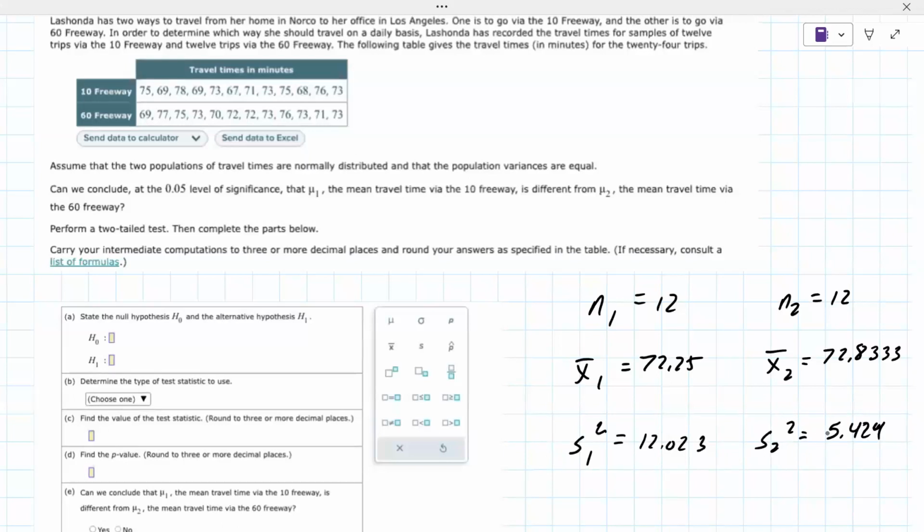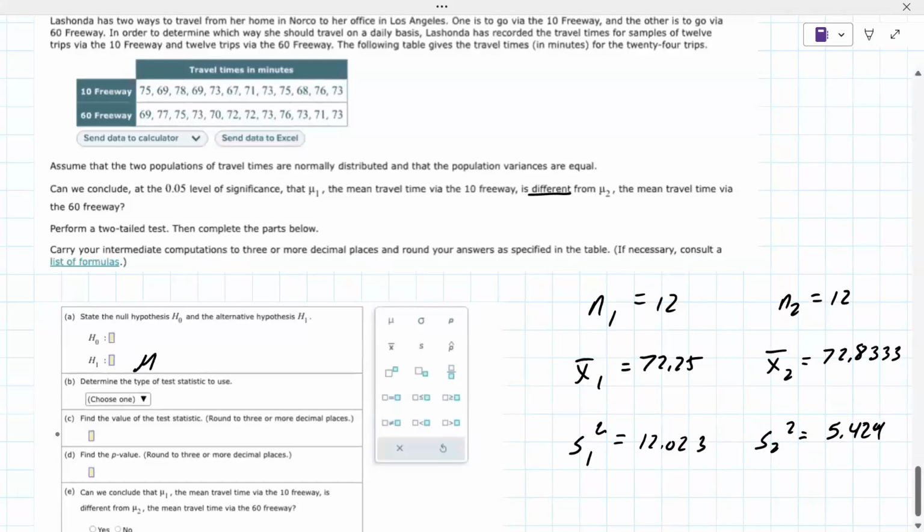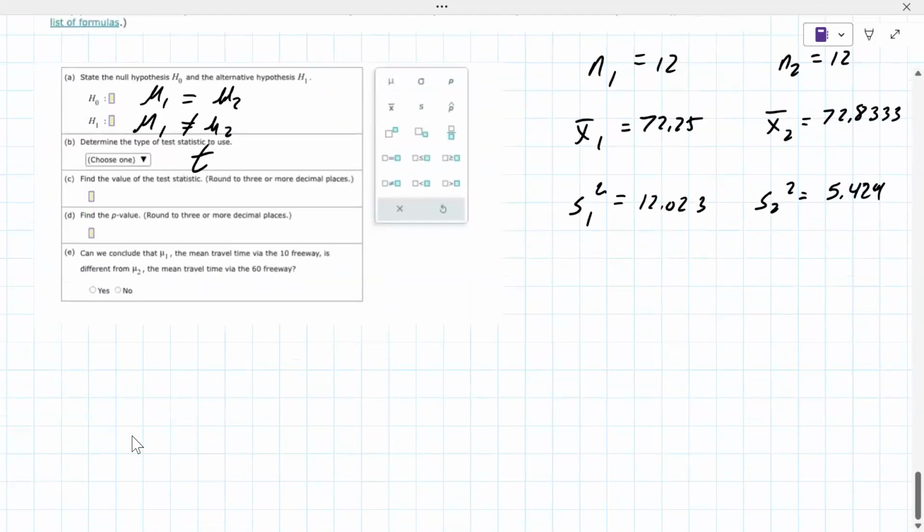Now some of this we can answer, and this should help you for the rest of the assignment because I'm probably not going to get to everything. The first stuff you don't actually need any calculations for. The null hypothesis is always on mu, that Greek letter mu. Different means not equal to, so the alternative is mu1 not equal to mu2, and the null is mu1 equal to mu2. This is a t-test because we don't know the population standard deviation.